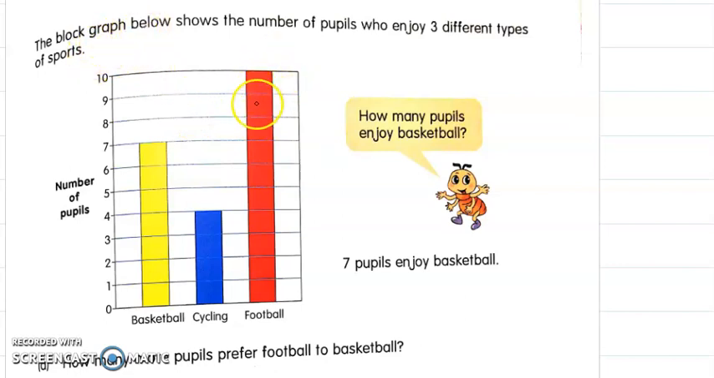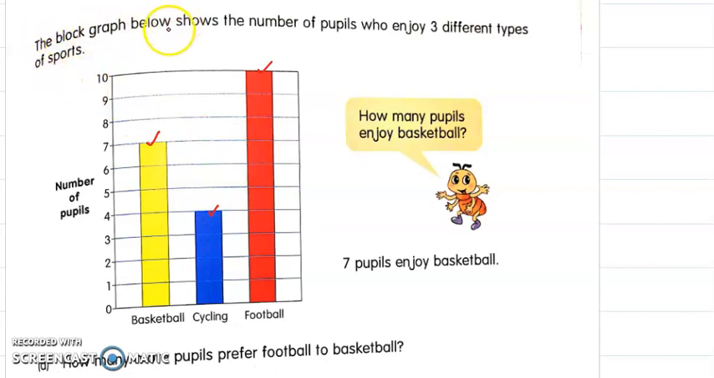You can see here in this picture three blocks are shown in the graph. One is in the yellow color, the other one is in the blue color, and this one is in the red color. The yellow one is basketball, the blue one is cycling, and the red one is football.